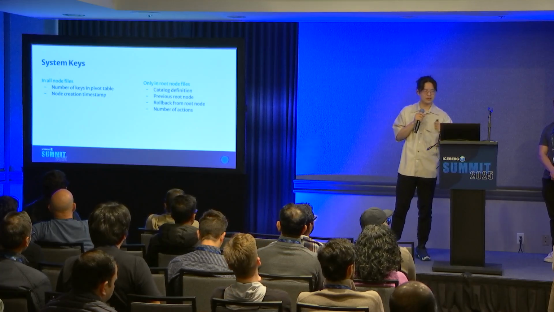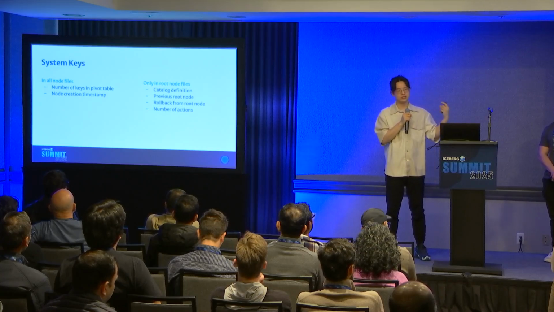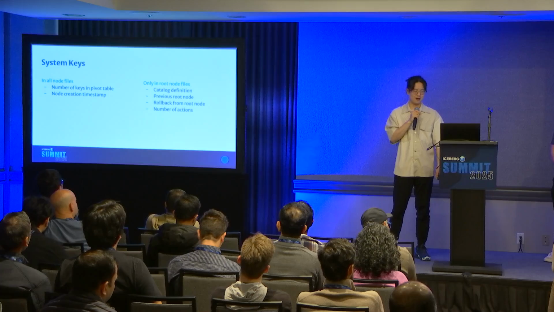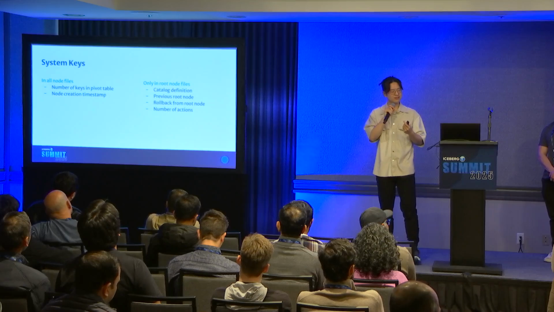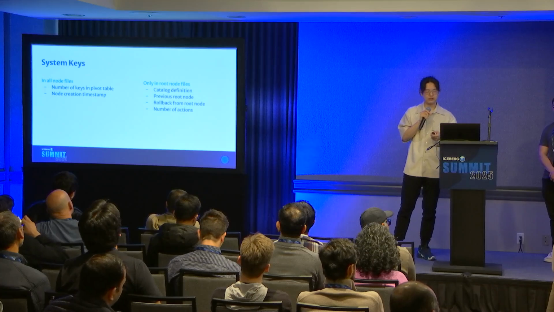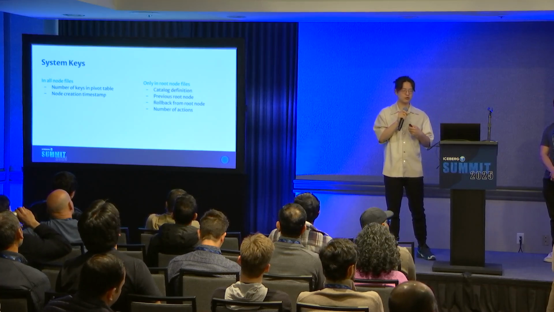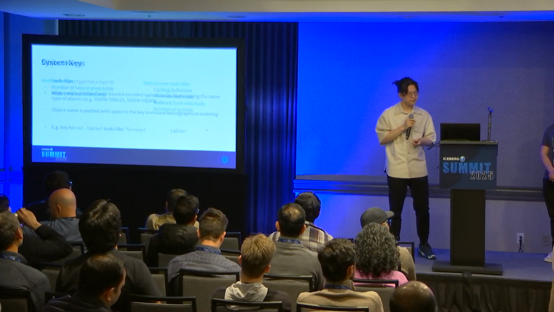And for the root nodes, there are quite a few other things. There's a catalog definition, because the catalog definition always needs to be accessed for reading anything. And there is a pointer to the previous root node, so you can do some cool things like time travel across the whole catalog. There's a rollback from root node in case you want to do a rollback, and there's a number of actions to access the action table.